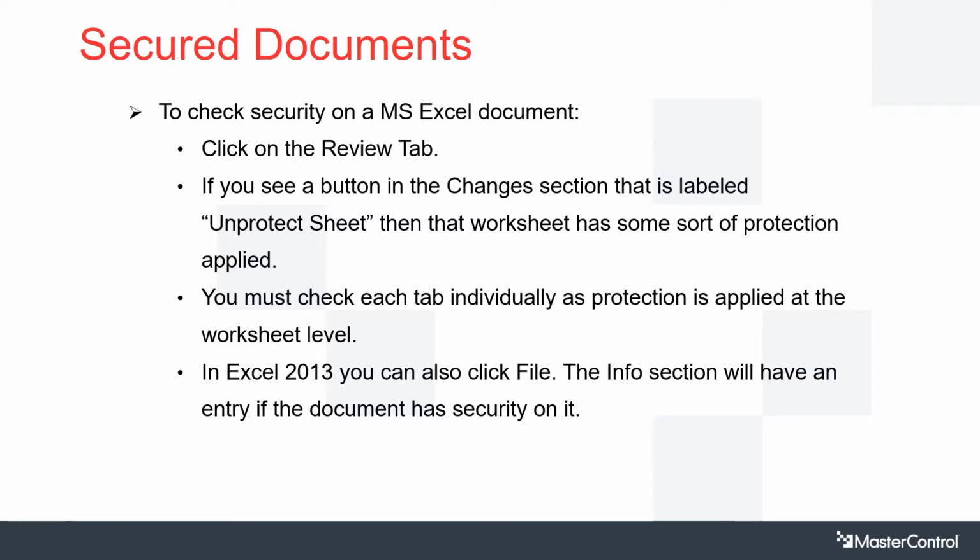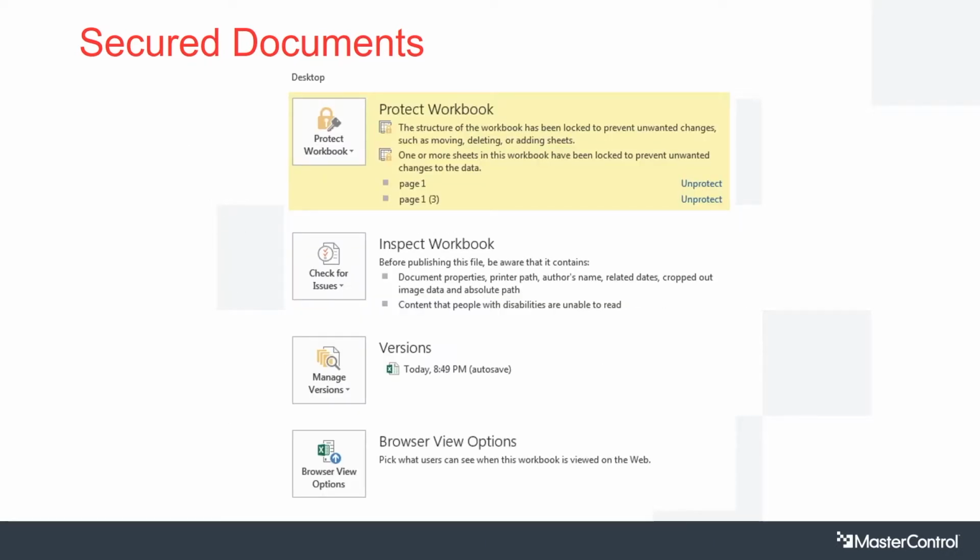So in Excel 2013, you can also click File, and the Info section will have an entry if the document has security on it. I've got a screenshot of that one as well. When you click File on your document, 2013 and above, I believe, has this. And so you can see our workbook here is protected. We can see which ones are protected. And so we would need to unprotect those and save them.